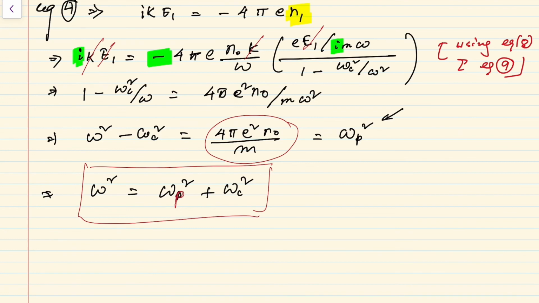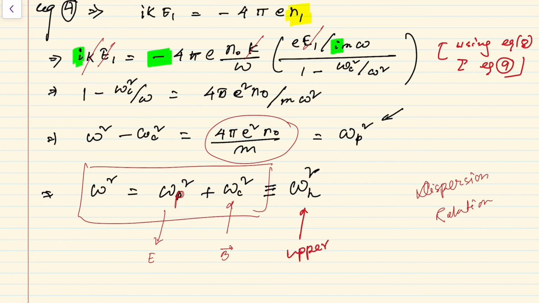And here this frequency is due to the electric field generated due to the oscillation of ions, and this frequency is due to the application of the magnetic field in the perpendicular direction of the electron wave. So hope you have understood this. This is the dispersion relation, and this is equivalent to the upper hybrid frequency. So hope you have understood. This is the upper hybrid frequency.